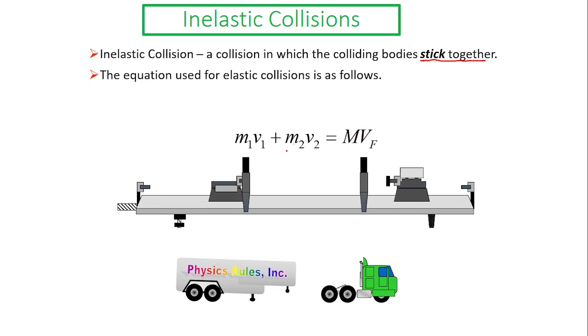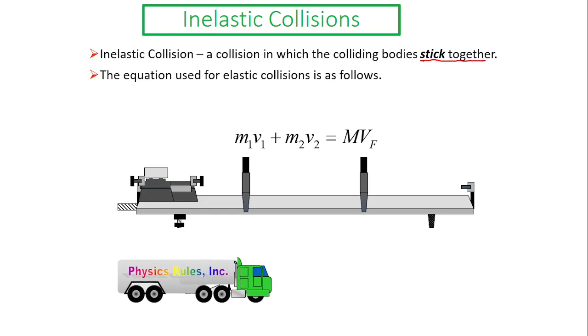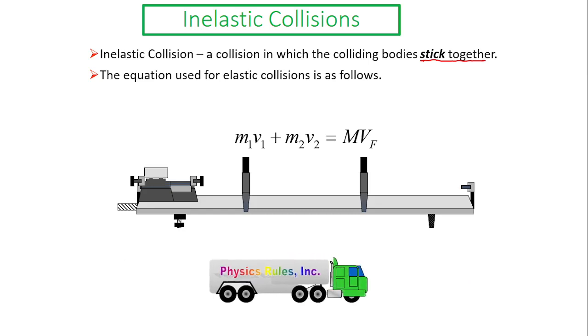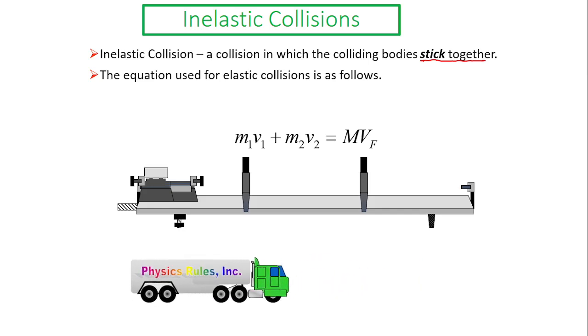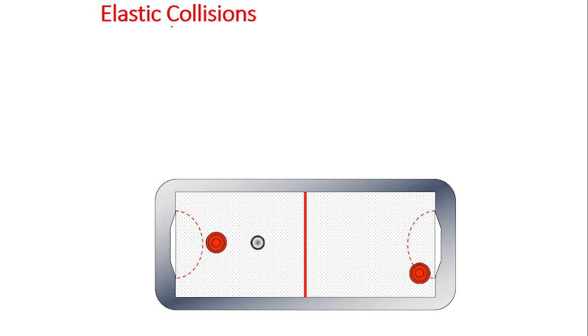This is an illustration of an inelastic collision. If you look there, they have stuck together and they are moving together. The other one you can look at is where the truck has connected with the trailer, and then they move together as one. So that's a demonstration of inelastic collision.